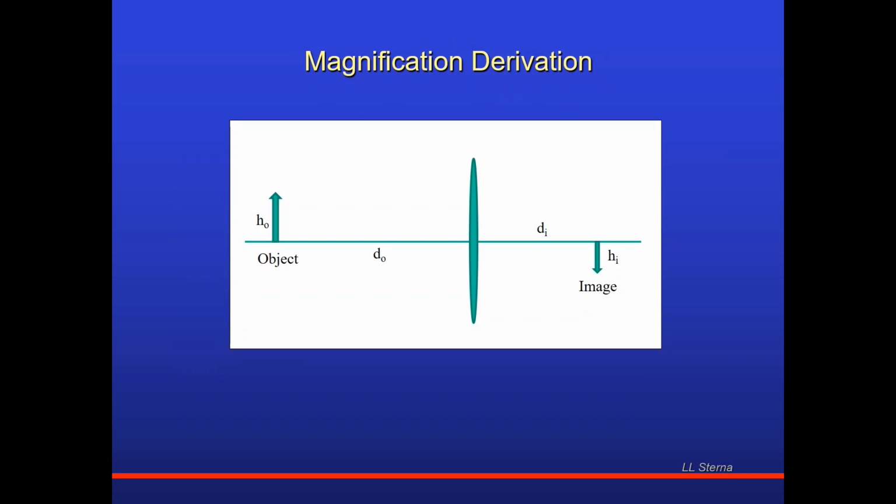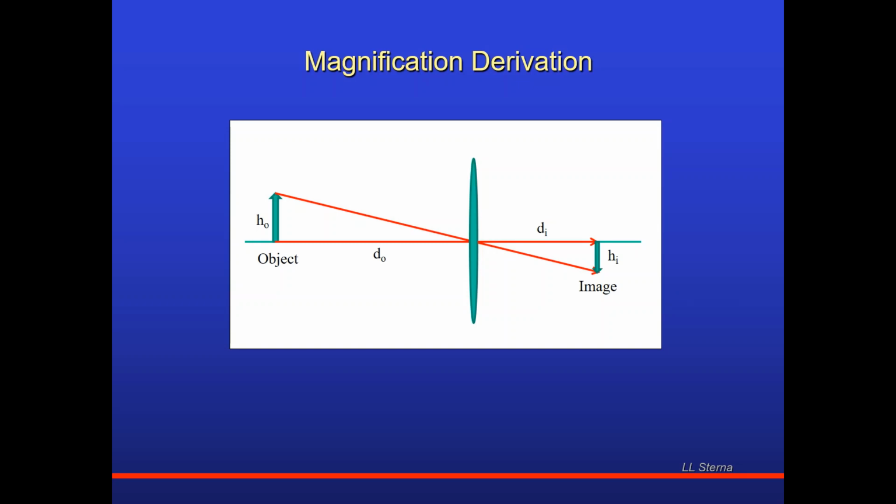Now let's consider the meaning of the magnification. Here's a picture of an object to the left, converging lens, inverted image to the right. I can always draw rays that go through the center of the lens. So let's imagine one from the base of the arrow, one from the tip of the arrow. And I see how the rays from the object go and form the image.